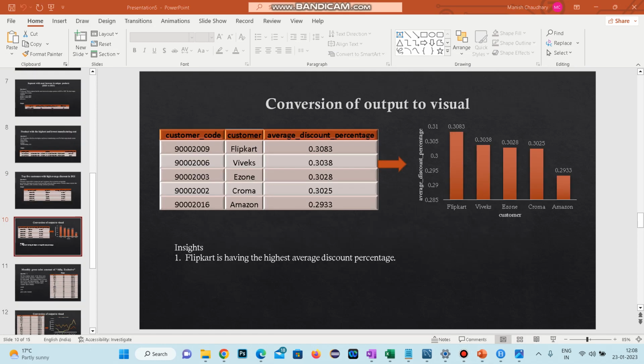Now here we have made a visual for the same, so we can see in the graph that Flipkart has the highest average discount percentage, that is 0.3083, and so on for Amazon, eZone, Chroma and Vivek's. Now let's move to the next question.